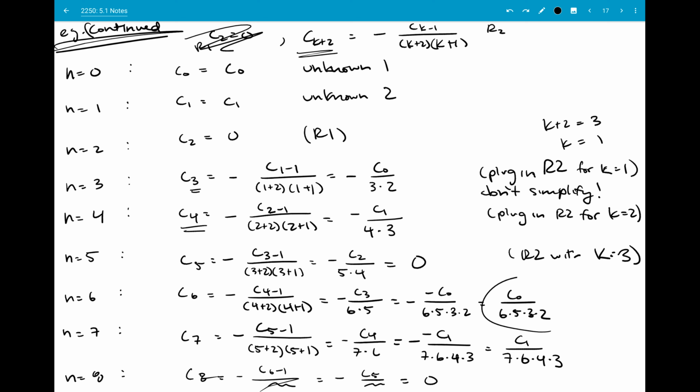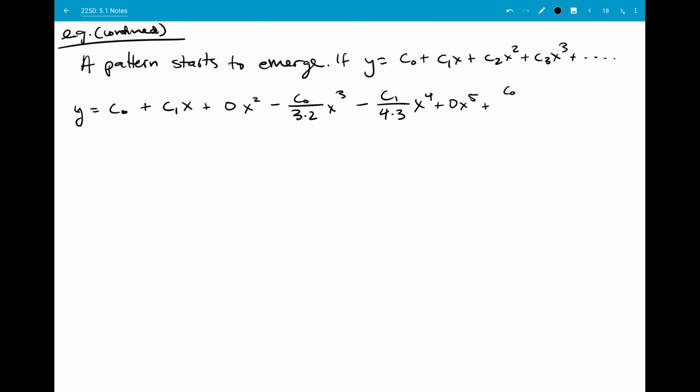plus C0 over 6 times 5 times 3 times 2, x to the 6th, plus C1 over 7 times 6 times 4 times 3, x to the 7th, and so on and so forth. So this is a mess.